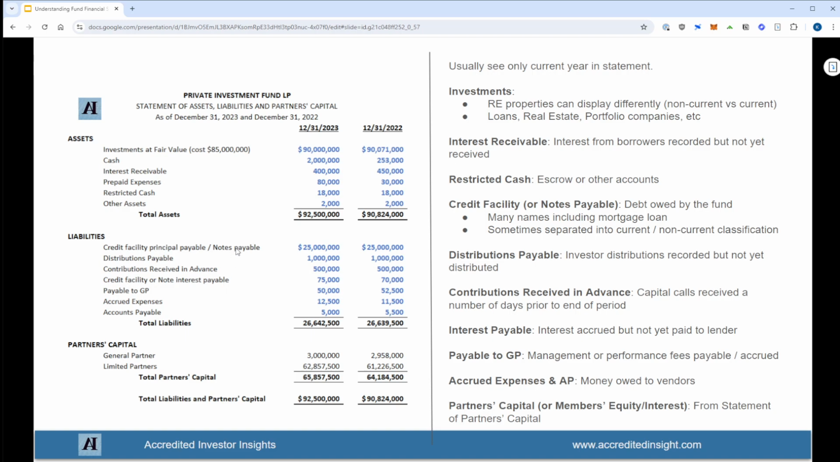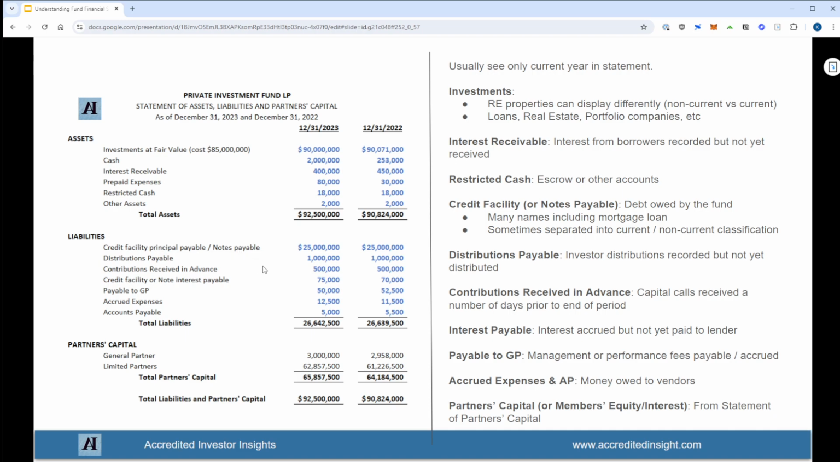And starting with the first line, we have credit facilities and notes payable. This is your debt. Sometimes it may say mortgage loan payable. There's a bunch of different names for these. Often, this type of line item is the largest liability, especially if you have a fund that employs leverage, even if it's just for cash management purposes or subscription lines. But it comes under many names. Sometimes it can be classified as non-current as well, just like the investments are, because they tend to have longer maturities.